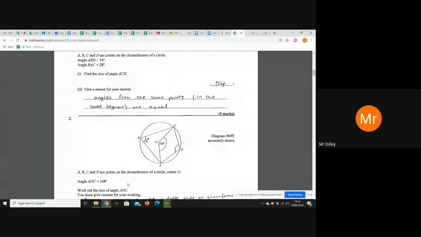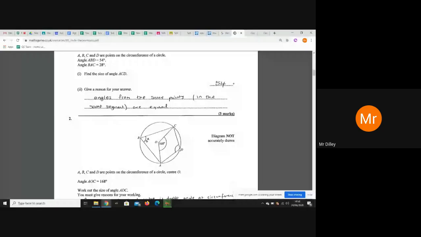Angle AOC is 168. That's at the center. To work out angle ADC, which is the angle at D, I'm going to have to do 2 steps here. Some people look at AOC. That angle is opposite the angle at D, so the angle at D would be 12, because opposite angles in a quadrilateral add up to 180. But the angle at O and the angle at D are not in a cyclic quadrilateral. O is not on the circumference of the circle.